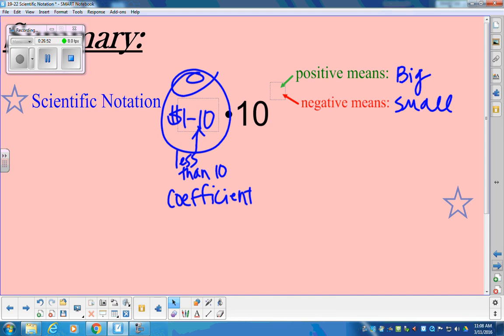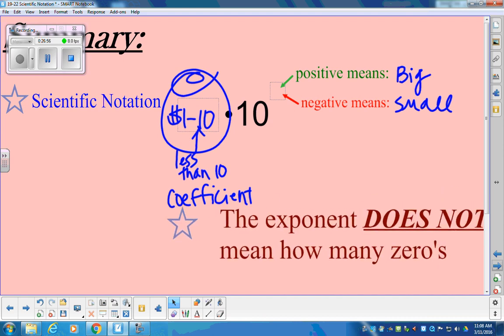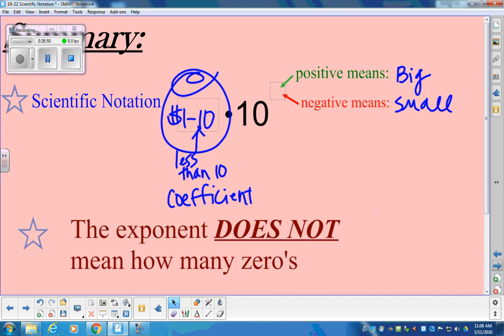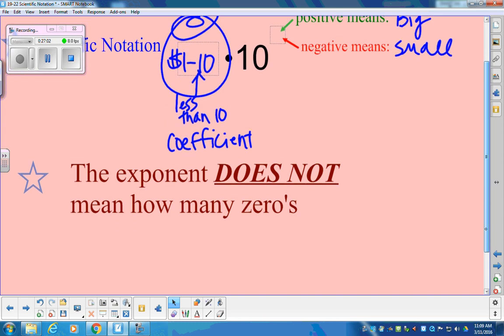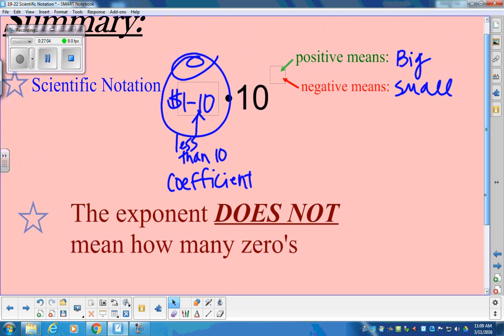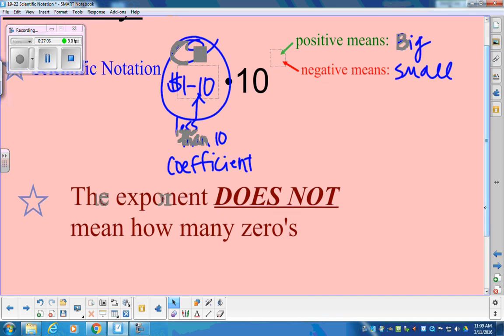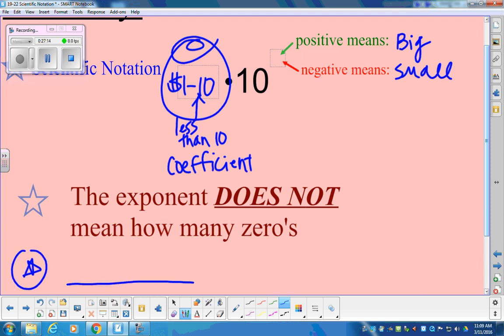Okay. So that's our scientific notation work there. And a couple other things just to summarize. Remember that the exponent does not mean how many zeros. So be aware of that. The exponent does not mean how many zeros. And there's a third star there. If you want to write kind of your own summary, you can. Otherwise, you can leave that third star blank for today.